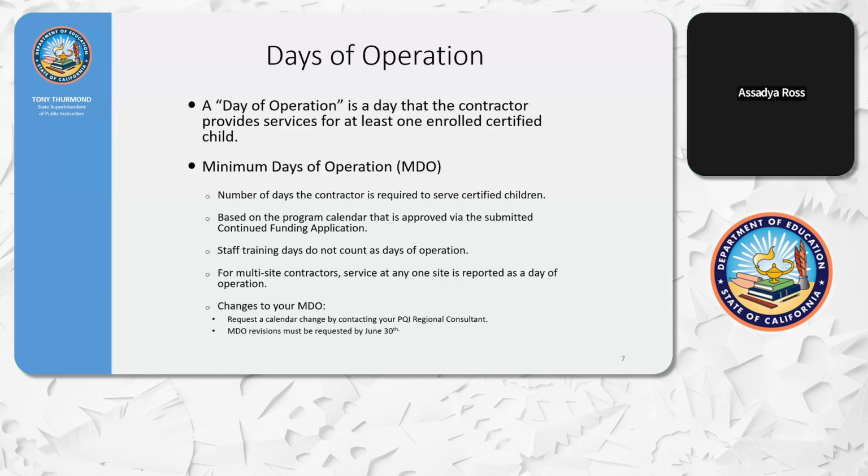Staff training days do not count as a day of operation. If you are a contractor with multiple sites, then service at any one site is going to be reported as a day of operation. If there are any changes to your minimum days of operation, you are required to request a calendar change by contacting your PQI regional consultant. These requests must be submitted by June 30th of the fiscal year in which the change is occurring.